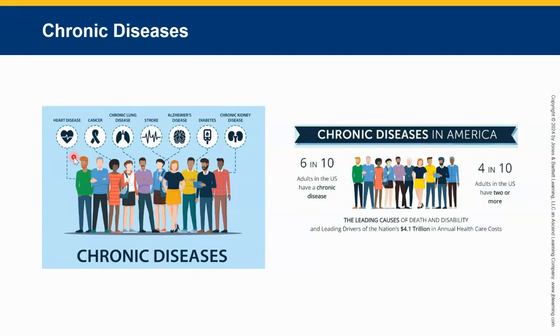The most common chronic disease in America and the most common cause of death in America, regardless if it's man or woman, black or white, is heart disease. The second most common cause of death in the United States for adults is cancer. The third most common chronic disease causing deaths for Americans is chronic lung disease, COPD. And the fourth most common is stroke, followed by Alzheimer's, diabetes, and chronic kidney disease.